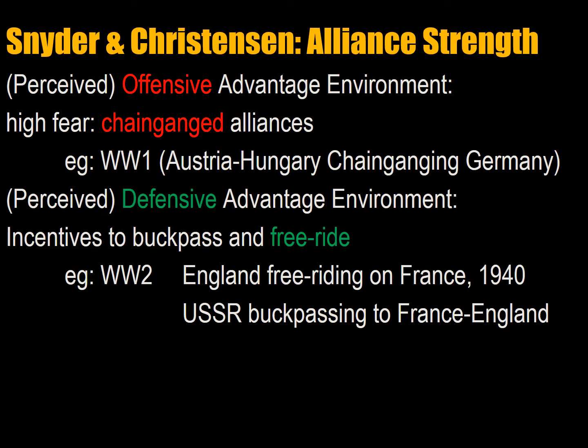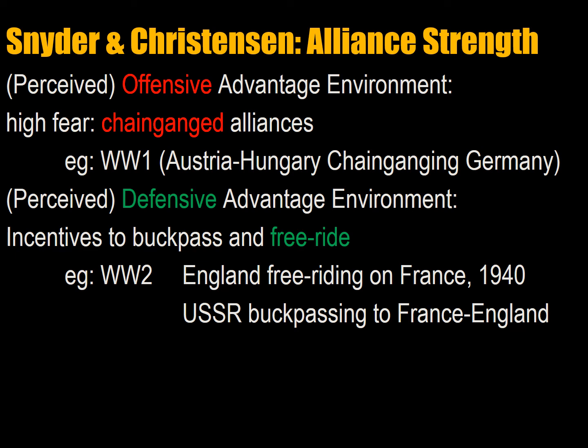Now, Jack Snyder and Christensen did an analysis of alliance strength, and they argued that in a perceived offensive advantage environment, an environment where it pays to attack, an environment where, for example, tanks work well in the desert, there tends to be a very high level of fear. This leads to chain-ganged alliances. People join alliances, and they desperately need the alliances because they don't want to be attacked by a strong coalition, but then they're dragged into situations they don't want to be. And so this is exemplified by World War I. Austria-Hungary chain-ganged Germany because in the lead-up to World War I, every country was building a powerful mobilization system based on the railways, so you had an offensive structure to the system.